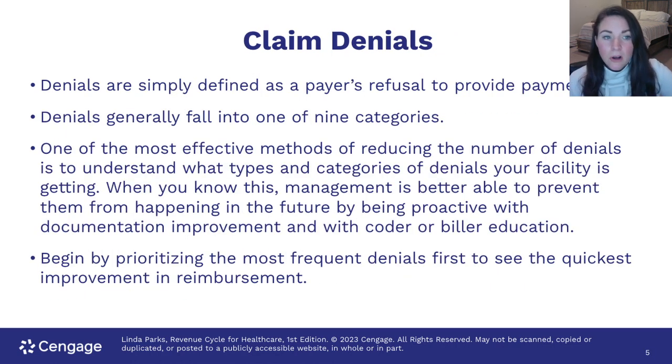Denials usually fall into one of nine categories, which we're going to go over next. But the best way to try to reduce how many denials you're getting is by first making sure you know what types and categories of denials you're getting. That way you can focus on whatever area you're getting the most denials in, because maybe it's just a training problem and you just have to retrain or re-educate the coders to do it the correct way so you no longer get those types of denials.